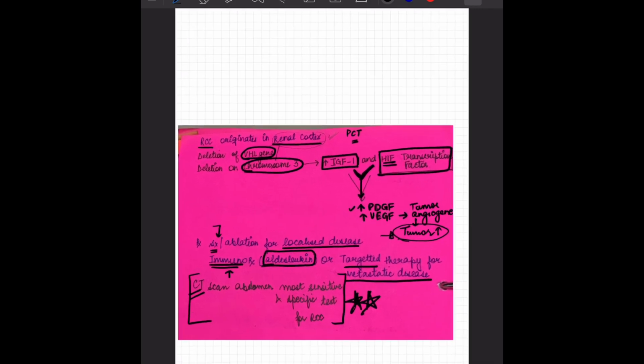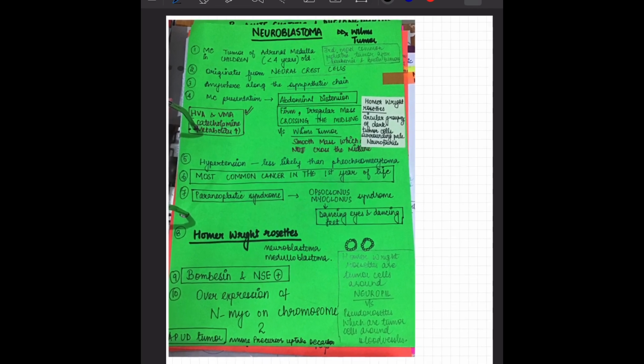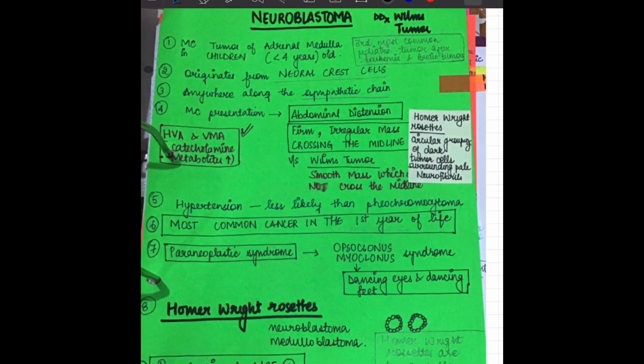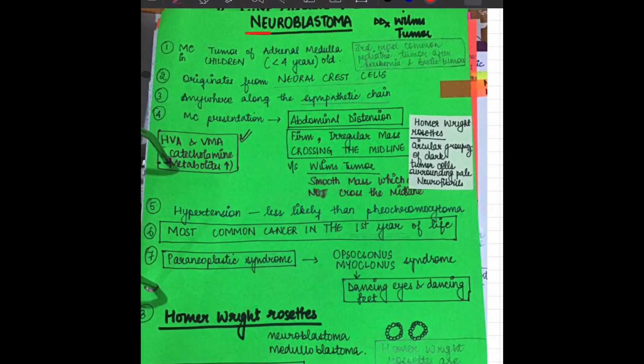Now coming on to the next tumor, you might be wondering why I have mentioned neuroblastoma. I have mentioned neuroblastoma in this video because it is a very important differential diagnosis for Wilms tumor. Wilms tumor and neuroblastoma are the differential diagnosis for the abdominal masses in children.